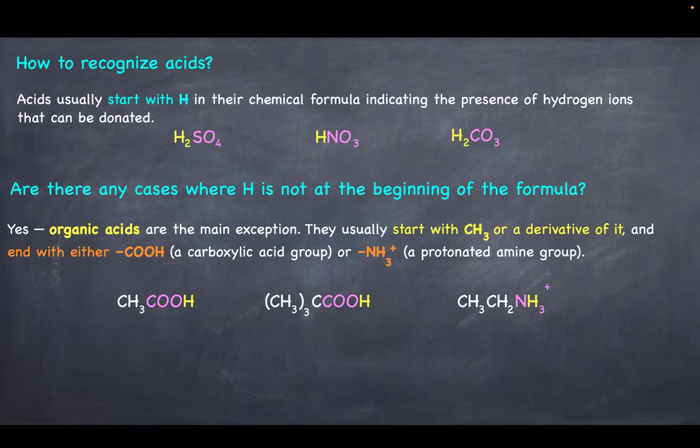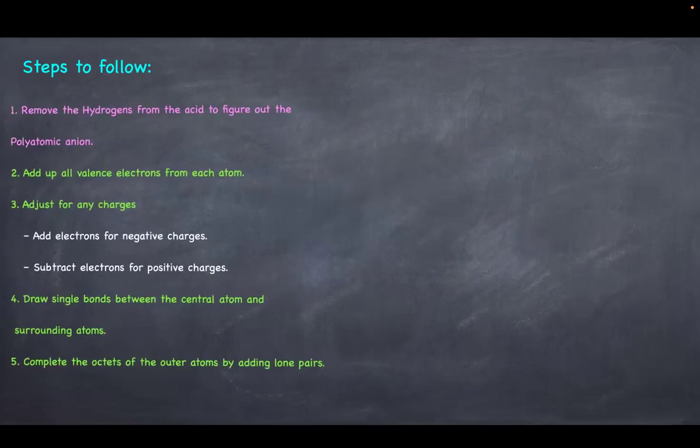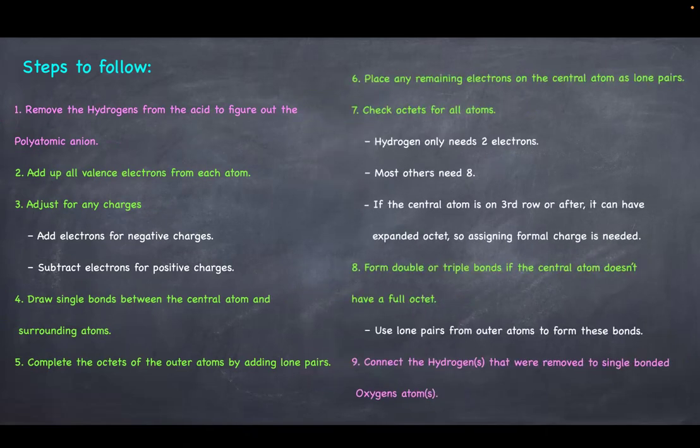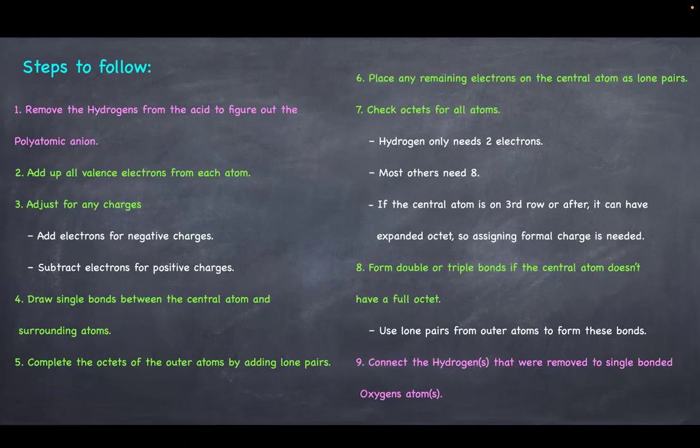All right, so we're going to take a look at some examples for drawing the Lewis structures of acids. I had another video before that shows you all the steps for drawing Lewis structures. These are exactly the same steps for drawing the Lewis structures of acids, except there's one additional step at the beginning and one extra step at the end. I'm not going to read over them right now. If you want, you can pause the video and take a look. However, I'm going to tag my other video over here, which shows you step by step how to draw the Lewis structures.